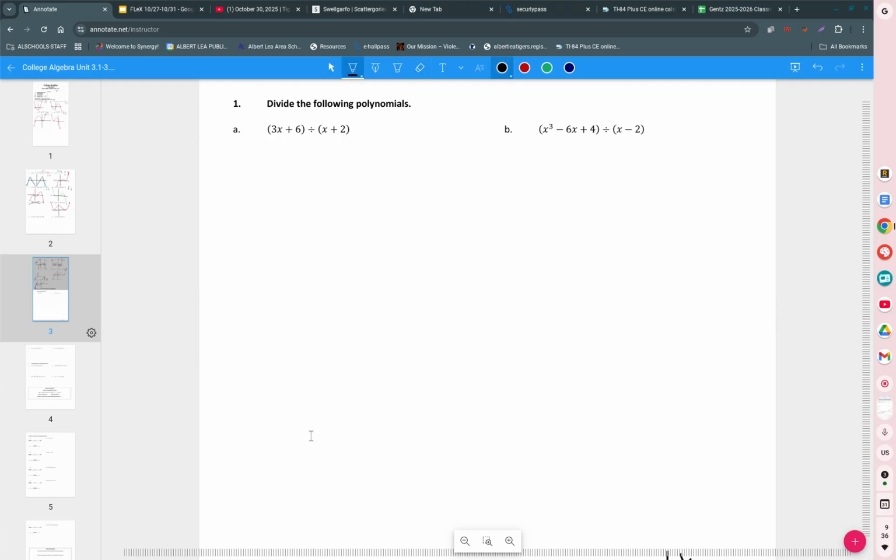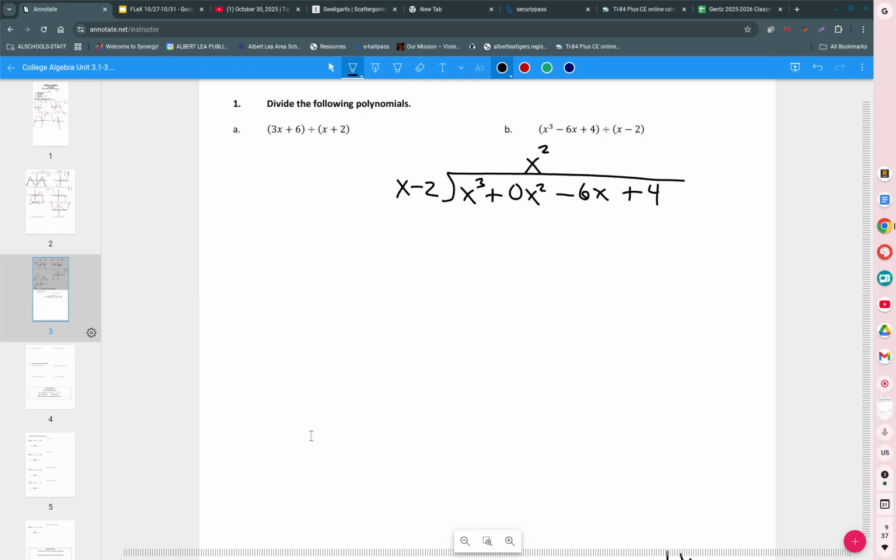We have x cubed minus 6x plus 4 divided by x minus 2. I'm going to put the x minus 2 here. And underneath I have x cubed. Anybody know what goes next? 0x squared. Okay, you have to account for the 0x squared. It's a placeholder. And we start by asking this question. What do you multiply x by to get x cubed? X squared goes above the x squared terms.